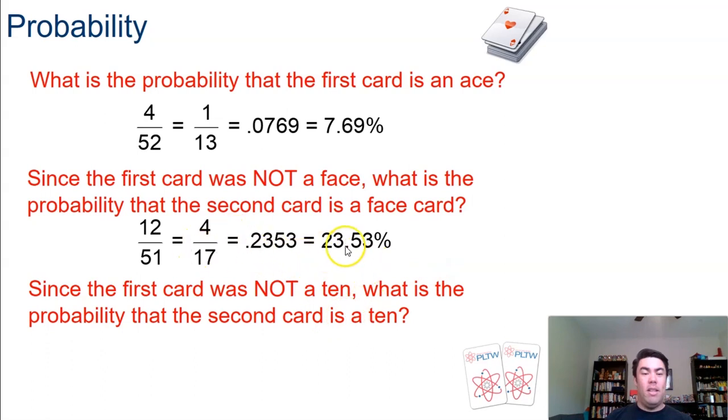So 4/17 is 23.53%. Since the first card was an ace, what is the probability that the second card is a 10? 4/51, or 7.84%.